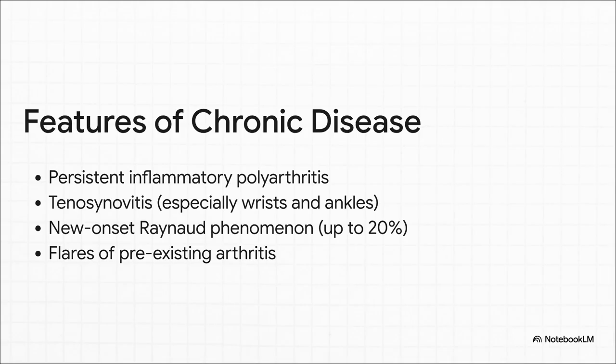Now, these chronic problems often show up in the very same joints that were hit hard during the acute phase. You'll see this persistent inflammatory arthritis that can look a lot like seronegative rheumatoid arthritis. You'll also see tenosynovitis, especially in the wrists and ankles, and even brand new cases of Raynaud phenomenon. An early, definitive diagnosis helps you set expectations and really guide that long-term management.